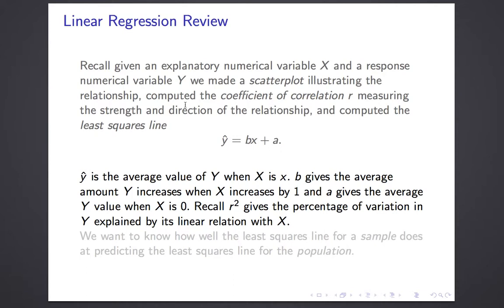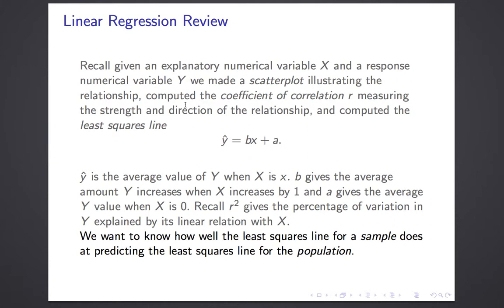So that's all what we learned about the relationship between two variables, but now we want to distinguish between the sample and the population. Because all we have data about generally is the sample, we're going to look at the least squares line and r squared and things like that for the sample, and we're going to use it to predict what the least squares line and things like that should be for the population.